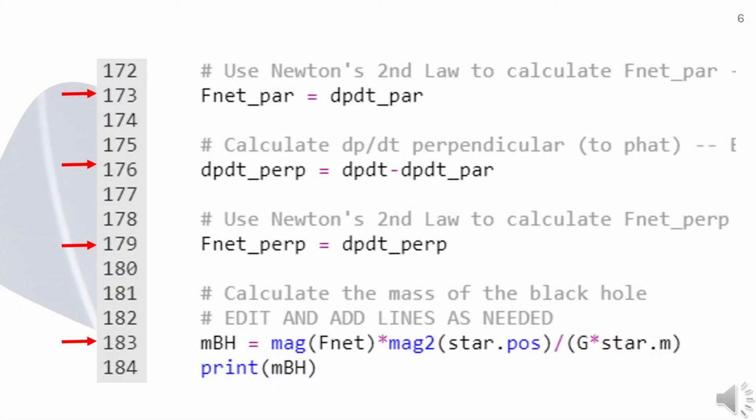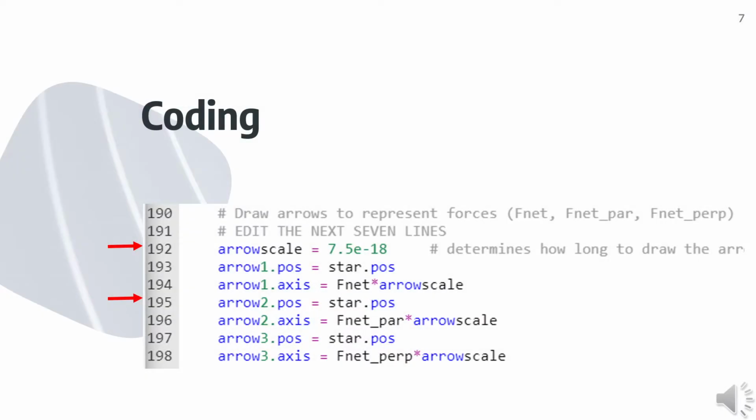I also made some edits in order to find the components of the net force and calculate the mass of the black hole. This last snippet of my GlowScript code controls the force arrows, which we'll see and discuss later in the lab.